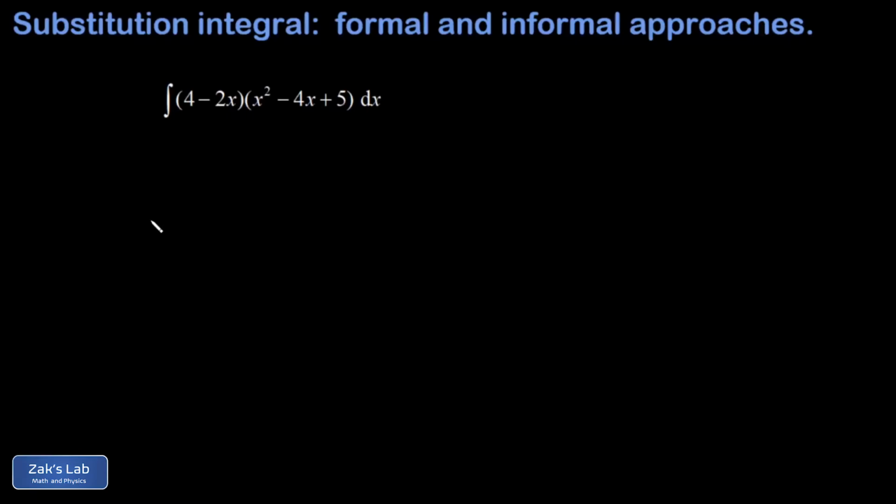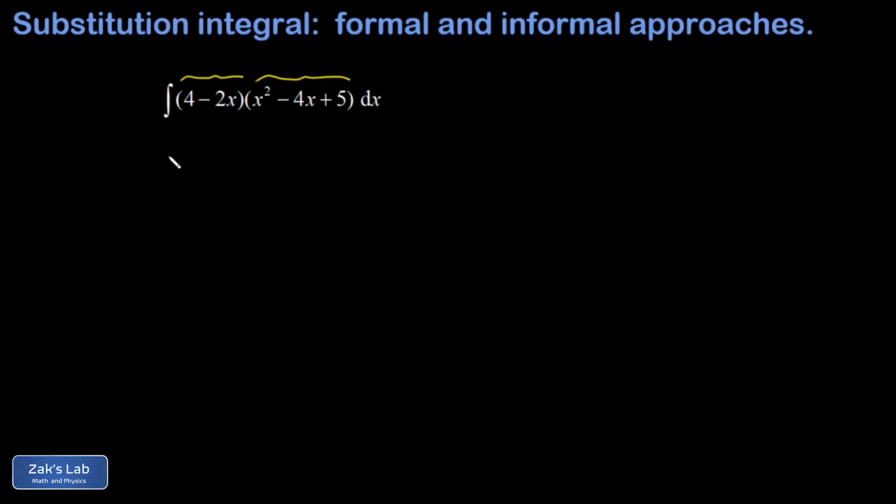In this video, we're computing a substitution integral involving polynomials. In this case, I have this quadratic trinomial x squared minus 4x plus 5. And the derivative of that is 2x minus 4. And then when I look at the other polynomial, it's basically 2x minus 4, but I need to factor a negative 1 out of it to reverse it into that order.